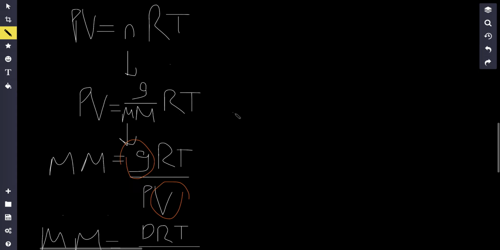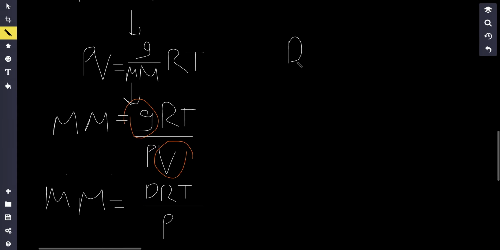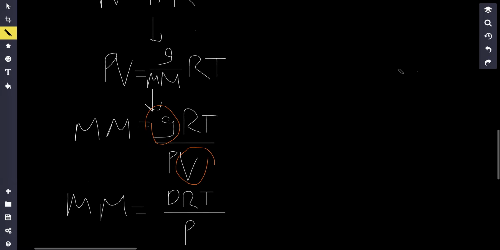Now, let me find a way to incorporate density into this formula. Recall that density is equal to mass divided by volume. So in this case, the mass unit that we want to use is grams, and the volume unit is this V right over here. We have the V already in the formula. So we want to get grams divided by volume on one side of the equation.